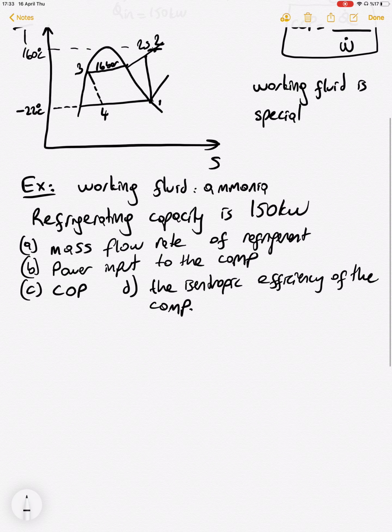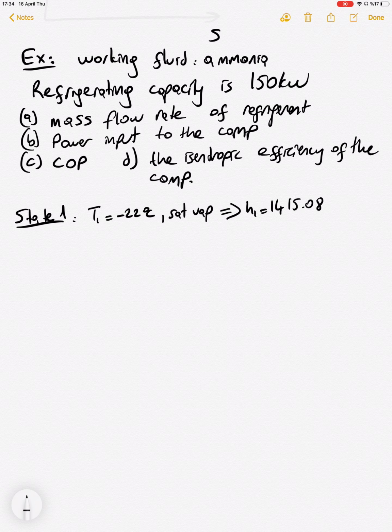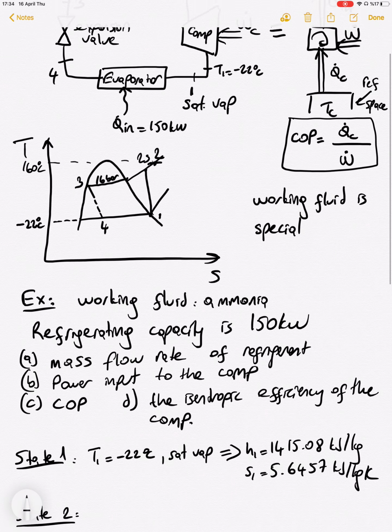So when you look at state 1, what do we know? T1 is equal to minus 22 degrees Celsius, and it is saturated vapor, given in the statement of the problem. So this state is fixed. We can look up the ammonia table, and H1 is in kilojoule per kilogram, and entropy is in kilojoule per kilogram Kelvin.